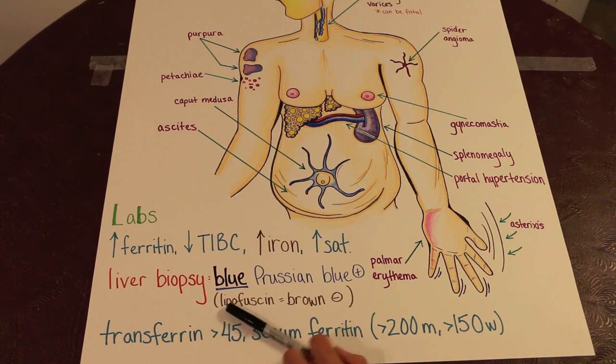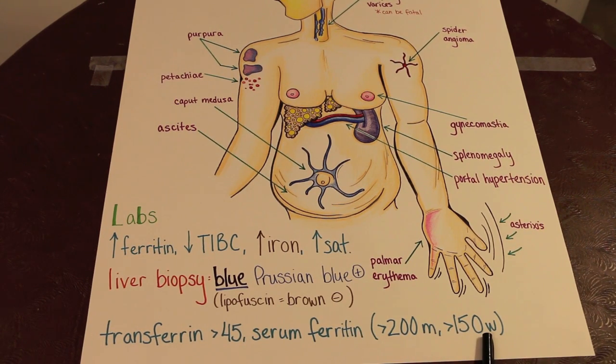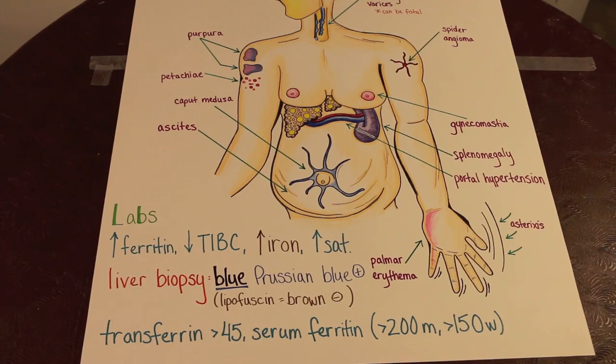And then definitive diagnosis is made when transferrin levels are over 45 and serum ferritin levels are over 200 in men or 150 in women. Patients typically get MRIs to help estimate the accumulation of the iron in their liver and heart.